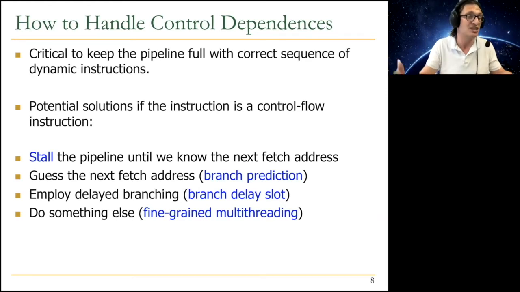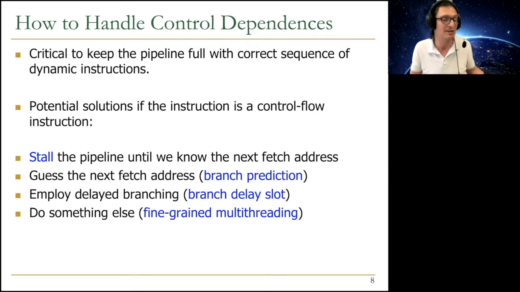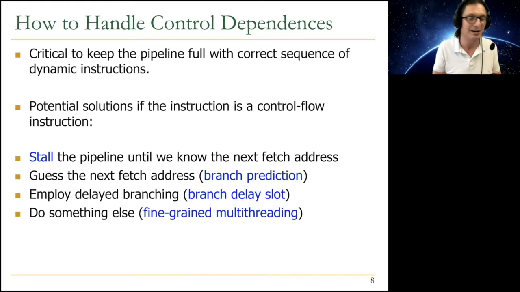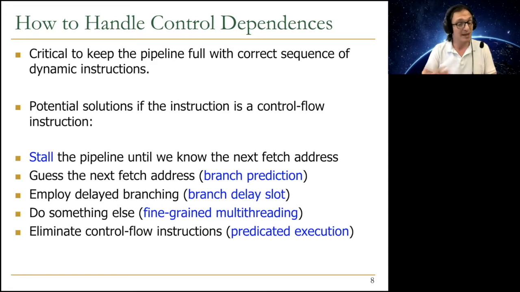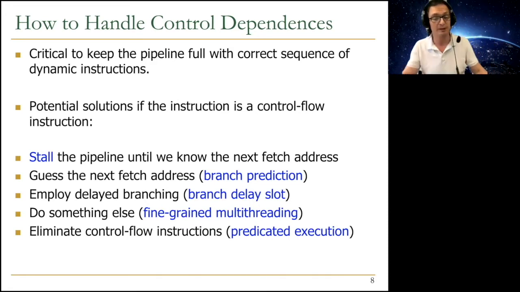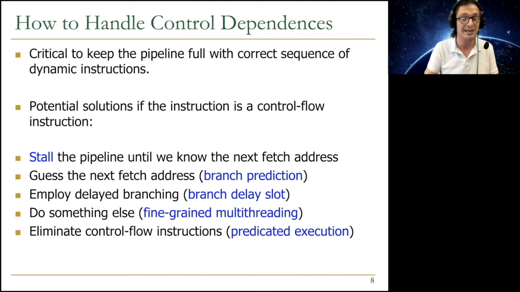By fetching instructions across different threads, you don't need to predict branches at all, because you're not filling the pipeline with instructions from the same thread anyway. And clearly this is nice, but we already covered the trade-offs. You can eliminate control flow instructions using multiple methods. I'm hopefully going to cover that briefly today, but if time permits, we're going to talk about that next week also. This is called predicate execution.